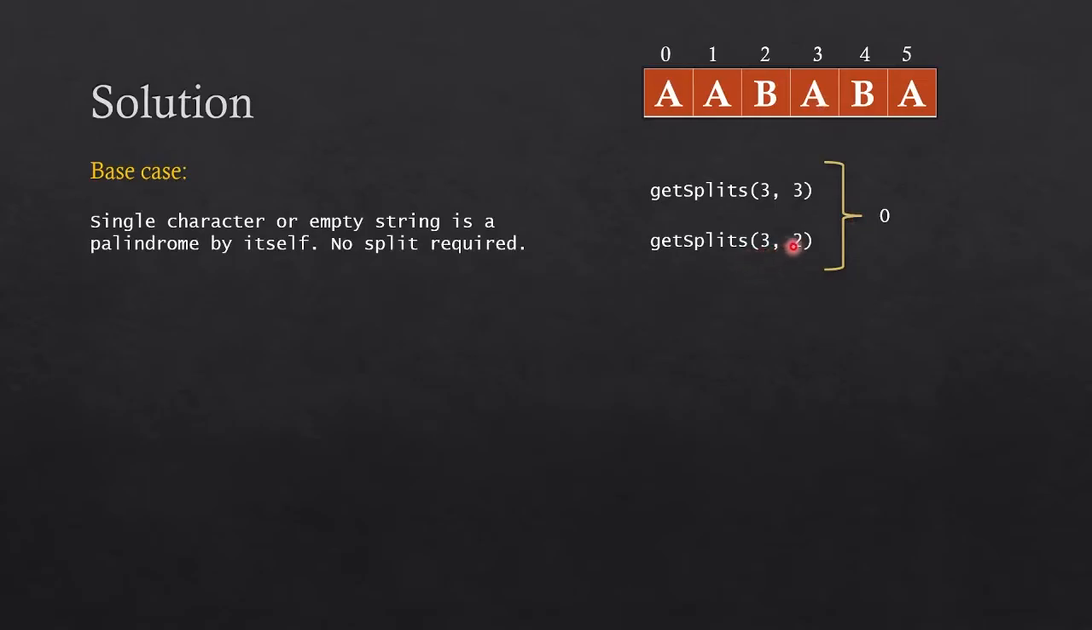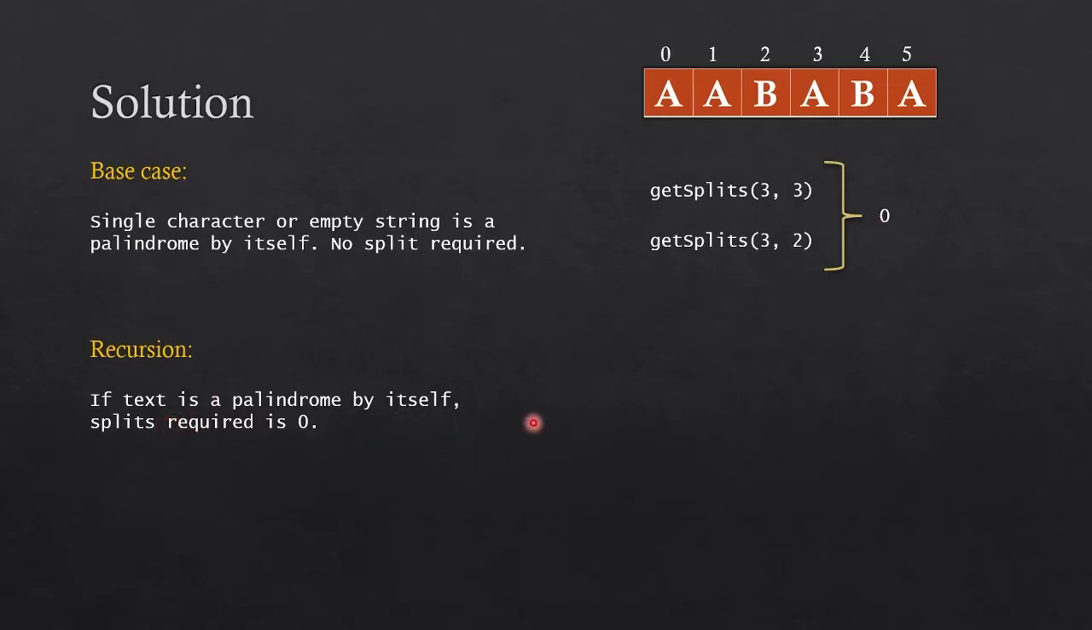On the other hand, if you have something like getSplits of 3 to 2, here the from index is greater than the to index, and it means that it is an empty string. An empty string is a palindrome, and the number of splits required to make it a palindrome is going to be 0. Now, this is a recursive step. In the recursive step, if you have a text and it is a palindrome by itself, the splits required is going to be 0.